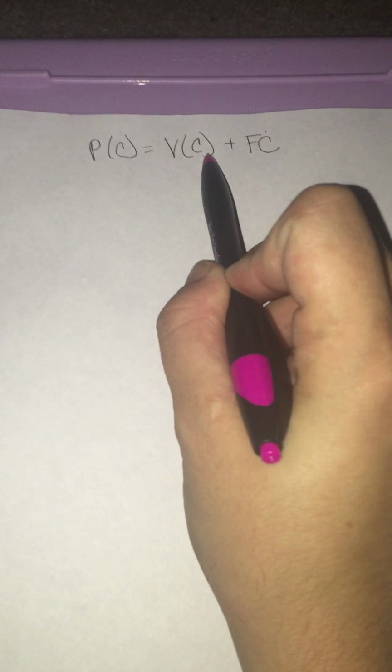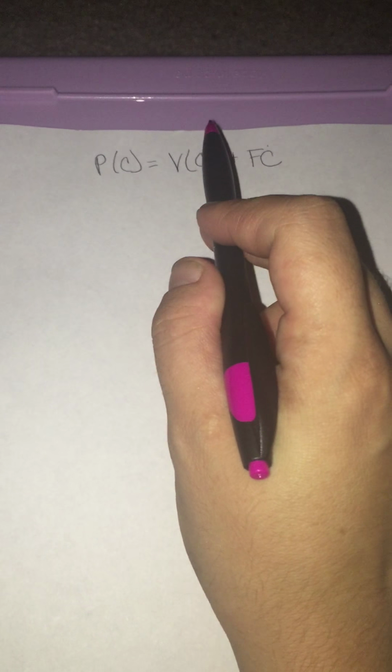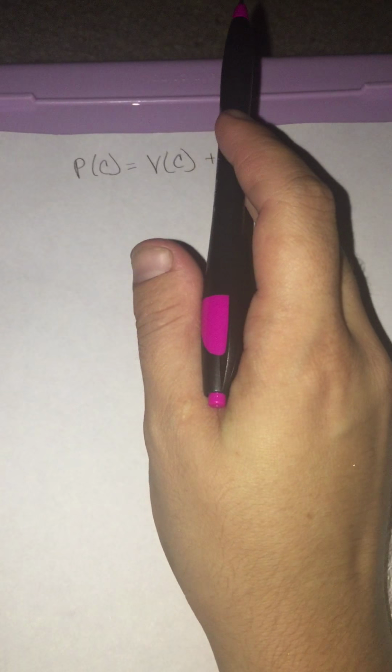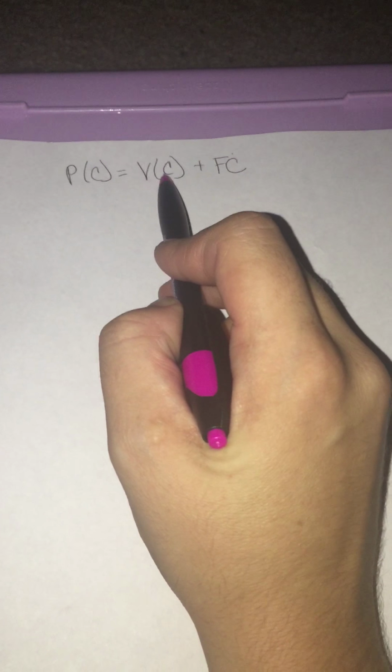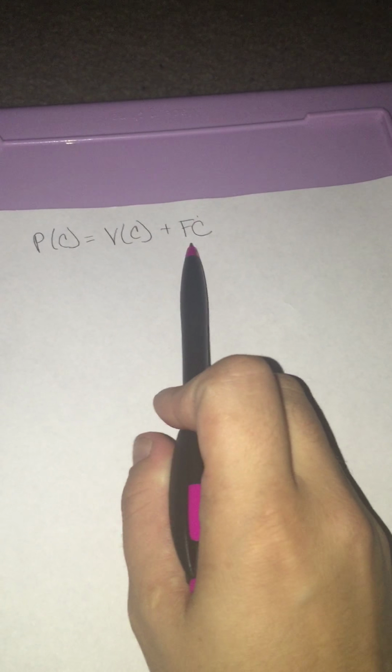The C is your quantity, so that would be the number of units produced, or how many items you have. I'm going to rewrite this in a way that I can understand it, because I do well with X's, I don't do well with other variables. So I'm just going to change this to V and this to F.